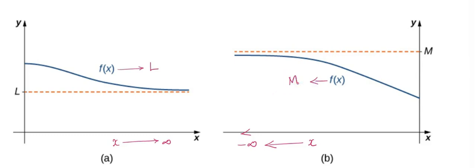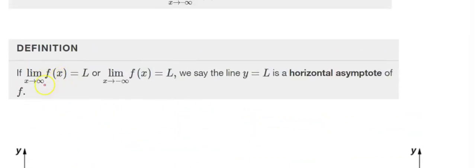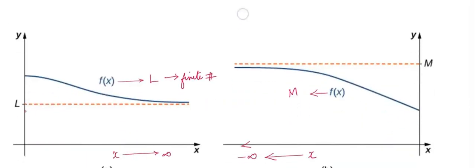So we can see once again that for these limits at infinity, be it x approaching positive infinity or x approaching negative infinity, the f of x, the function, approaches a finite number L or a finite number M. It could be anything, right? So that's a finite number. And the definition here says, if limit f of x as x approaches infinity equals L, or if limit f of x as x approaches negative infinity equals L, whatever be the value, then we say that the line y equals L is a horizontal asymptote of f. That is what we have here.